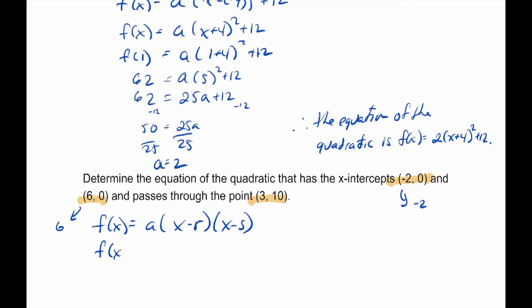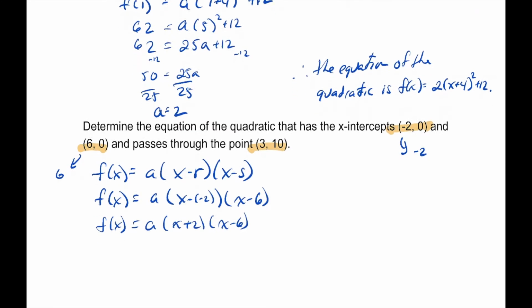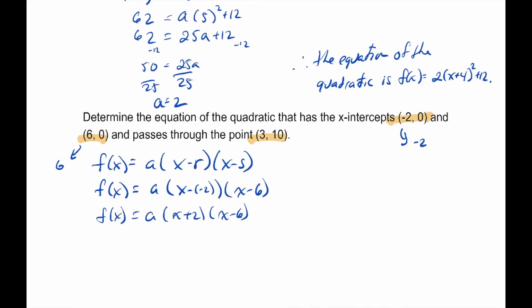So we're going to say f(x) is equal to a times (x minus negative 2) and (x minus 6). To simplify that, a times (x plus 2) times (x minus 6). So that's what f(x) is, or that's my equation. Again, we don't know my a value. Just a quick check that I didn't make any silly mistakes. 6 minus 6 does give me 0, so that is one of the zeros. And negative 2 plus 2 does give me 0, so that is another zero. So just a quick check there that I didn't do anything silly.